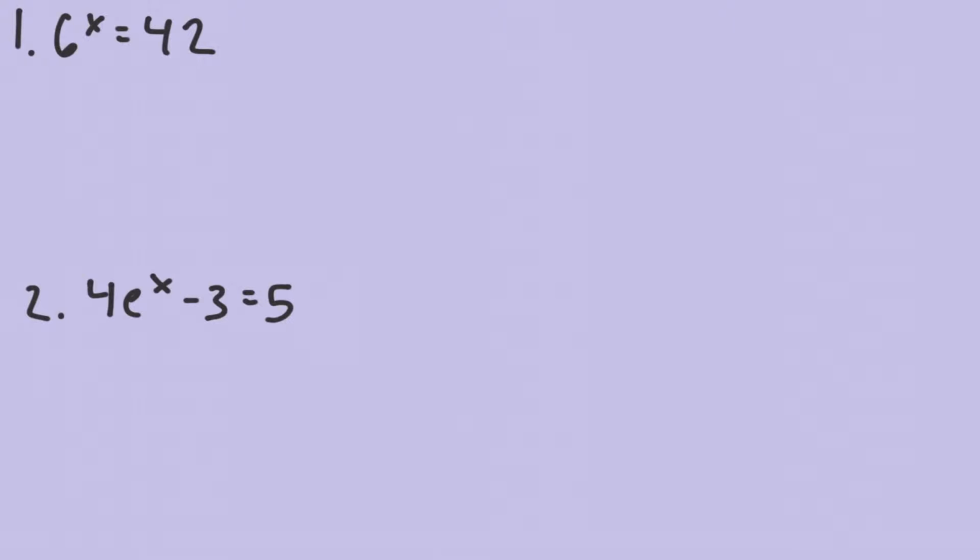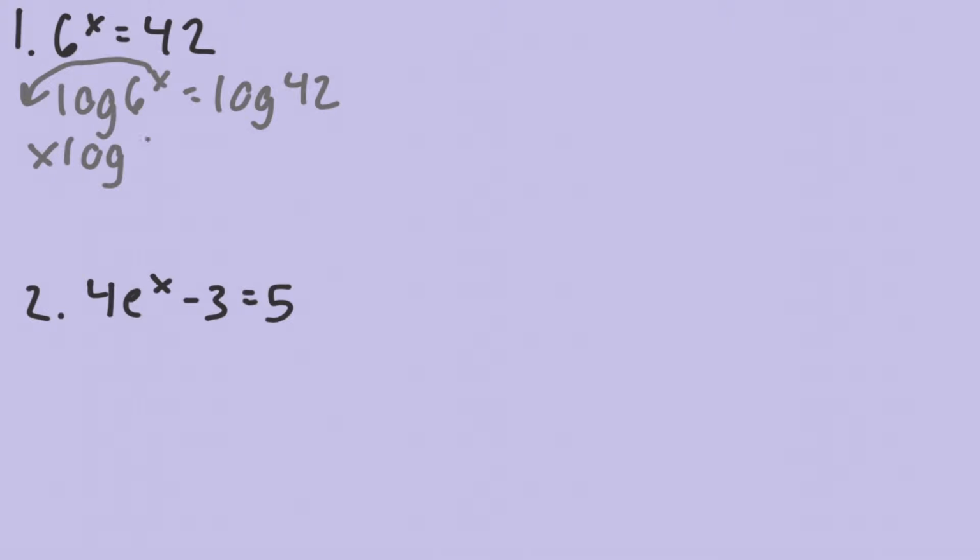So what we're gonna have to do is log both sides. But now because we have logs in the problem, we can expand this and bring the x down to the ground. Now we have x times log of 6 equals log of 42, and the x is no longer in an exponent. X is being multiplied by log of 6, so let's divide by log of 6 to both sides to get x by itself. So x equals log of 42 over log of 6. That would be your exact answer, or if you needed a decimal approximation, you could plug that into the calculator.